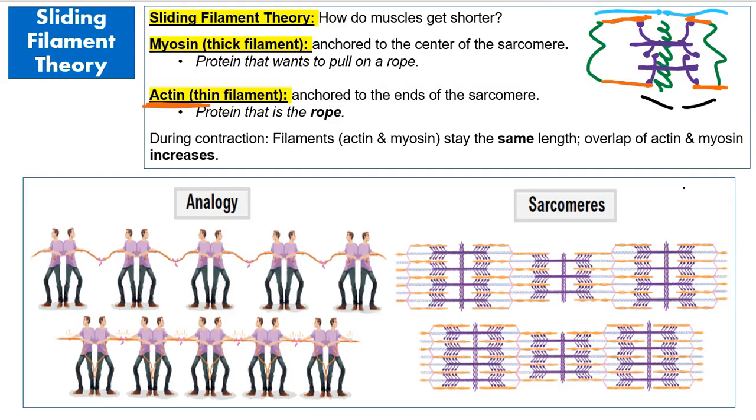Now, how do we understand that shortening versus the actin and myosin staying the same length? Well, we have some analogies to help with that. So we have this general analogy and also just using regular sarcomeres. Of course, my brain's going to want to just use regular sarcomeres, but I'll talk about this analogy just in case someone actually likes it.